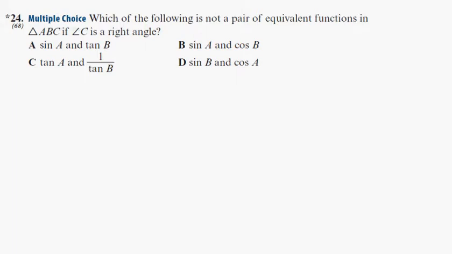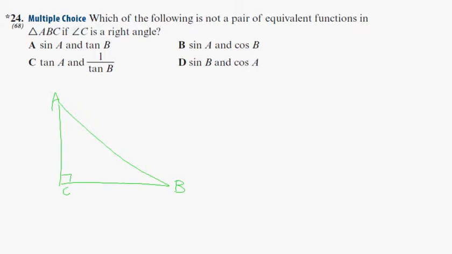Okay, it says which of the following is not a pair of equivalent functions in triangle ABC if angle C is a right angle. I'm going to start by drawing my triangle here. I've got C here, which means I can put A and B here. And we are looking for the sine of A and the tangent of B to start out, because we've got to start somewhere, right?